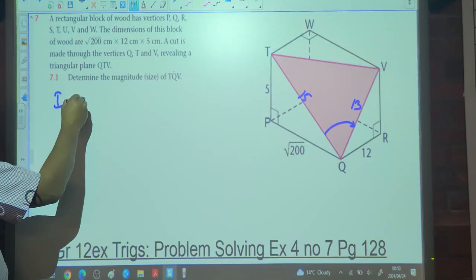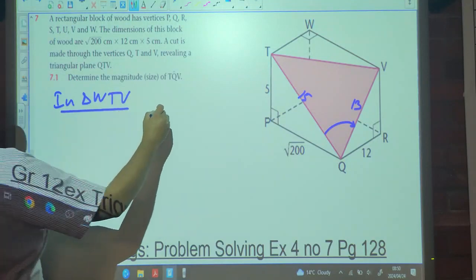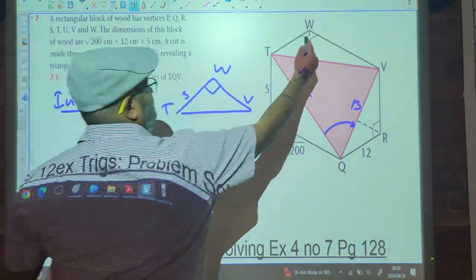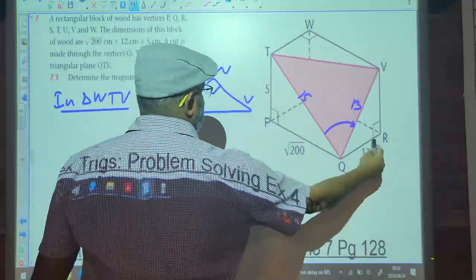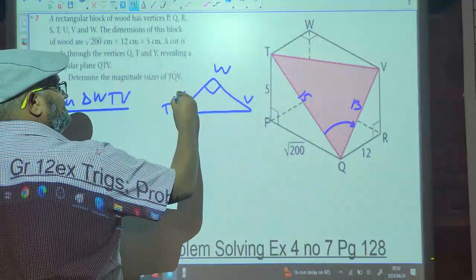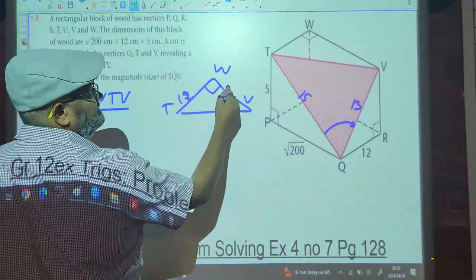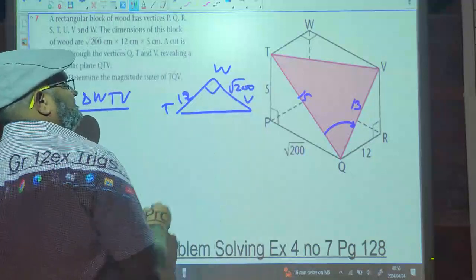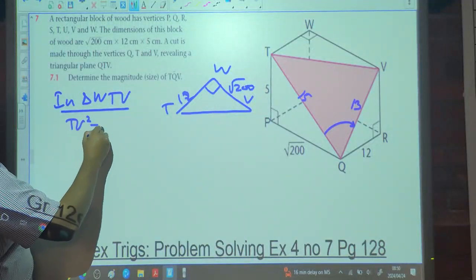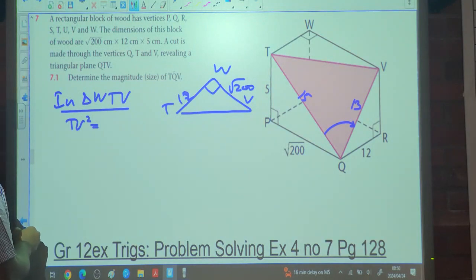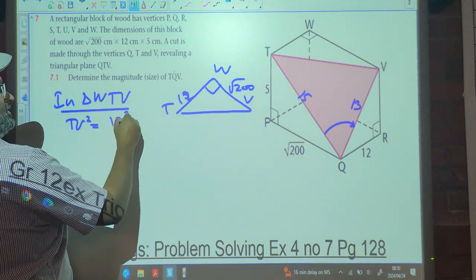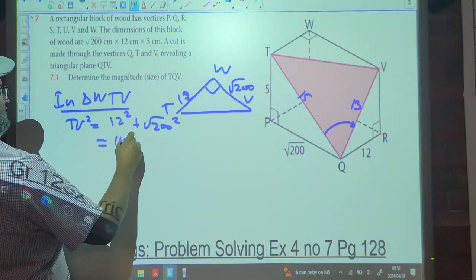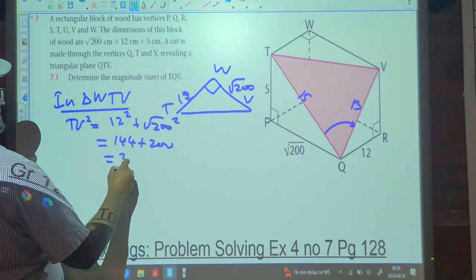So in triangle WTV, so WVT. What's this length? The same as this length, the same as that length, which is 12. And this length here, the same as that length, which is the same as the root of 200. So TV squared is equal to 12 squared plus the square root of 200 squared, which is 144 plus 200. So that gives you 344.